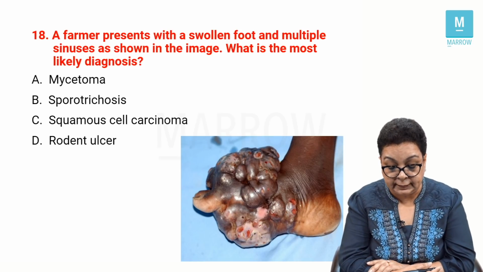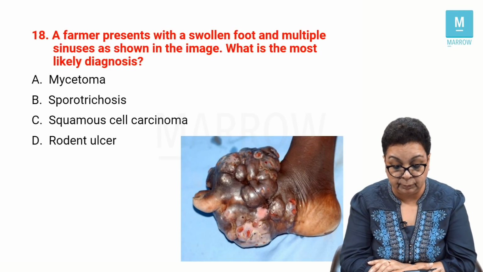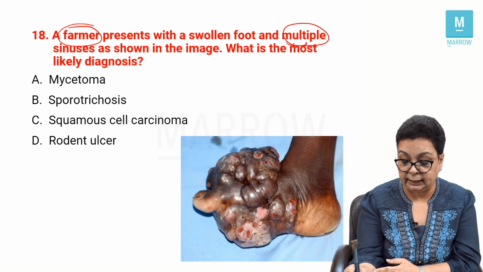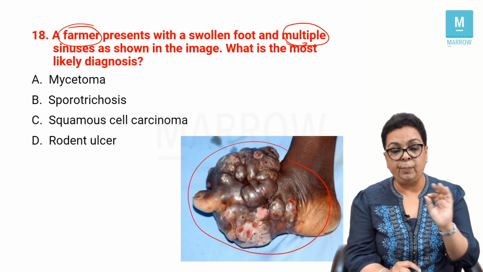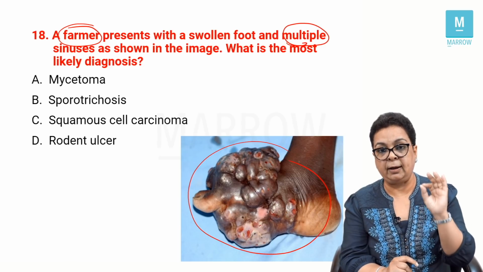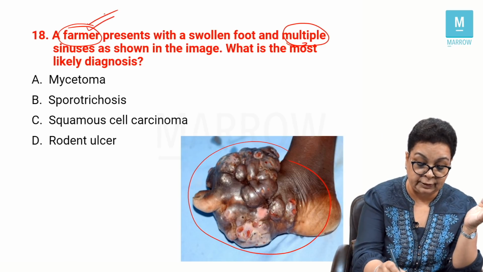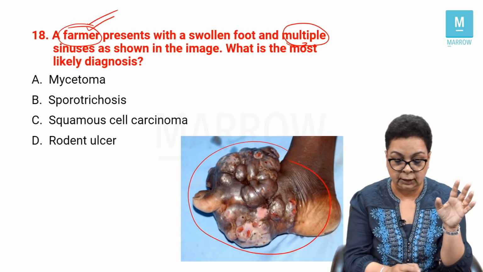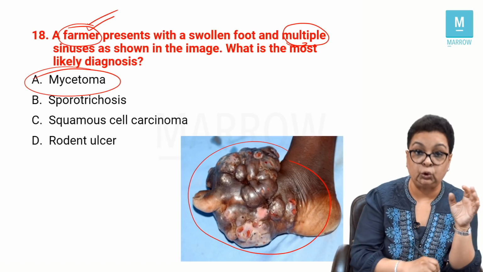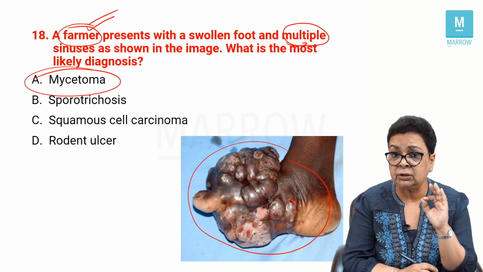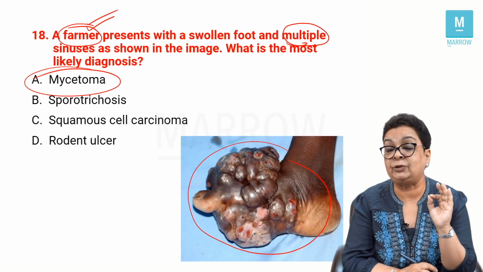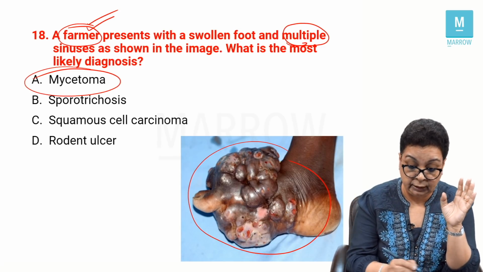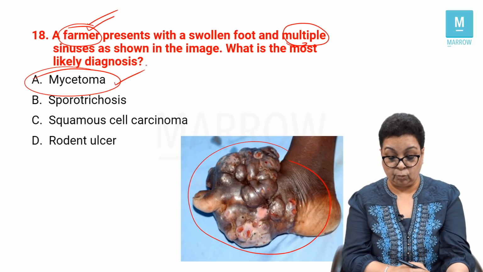A farmer presents with a swollen foot and multiple sinuses. Okay, this is a farmer with multiple sinuses. The moment you read sinuses in a person who is at risk of acquiring a traumatic implantation of a fungus, this is definitely Mycetoma. In sporotrichosis, what is characteristically mentioned in the questions is nodulo-ulcerative lesions, not sinuses, right? So this is definitely Mycetoma.